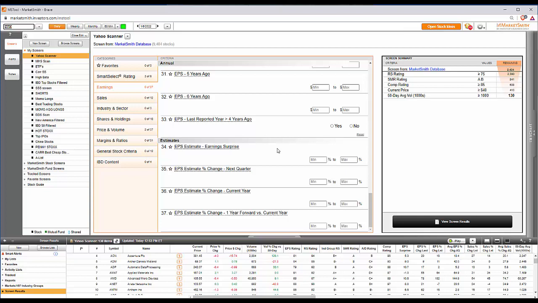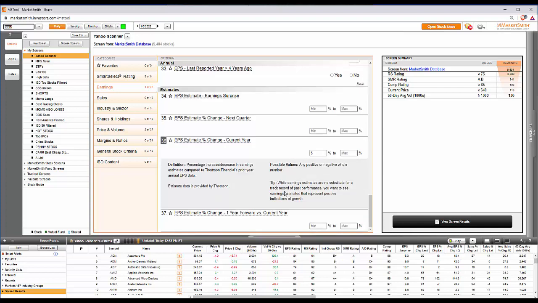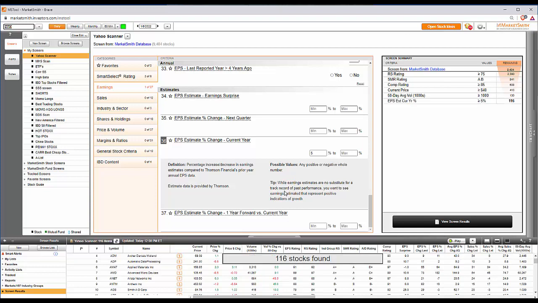Okay? So there are several ways we can do this. We can do this for the current year. We can do it for the next quarter. We can do it for the following year after that. The one that I like to use is right here, the current year. So I'm going to put in a minimum, let's try 5%. Let's see if a 5% increase in earnings estimates, how many companies does that leave us? Only 116. So let's make this 15%.